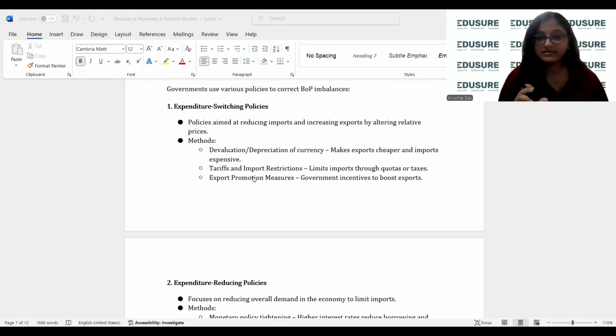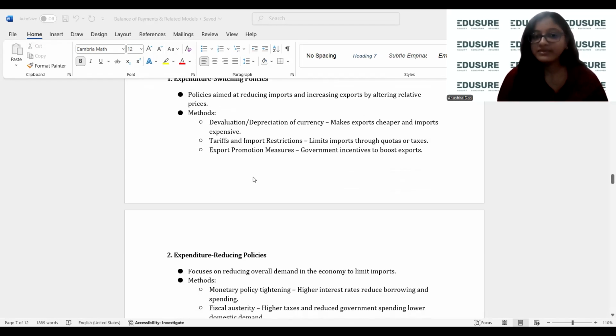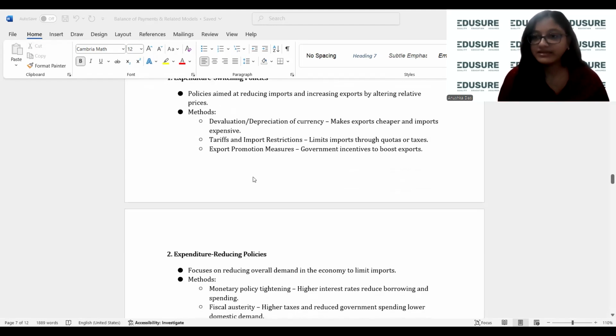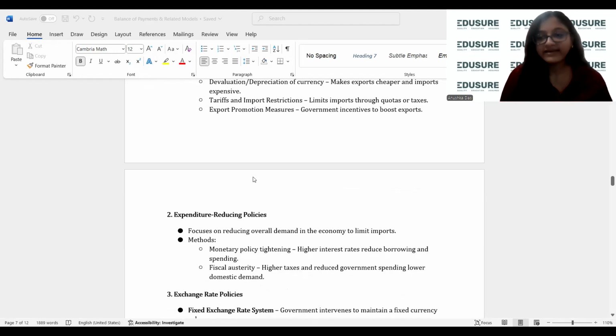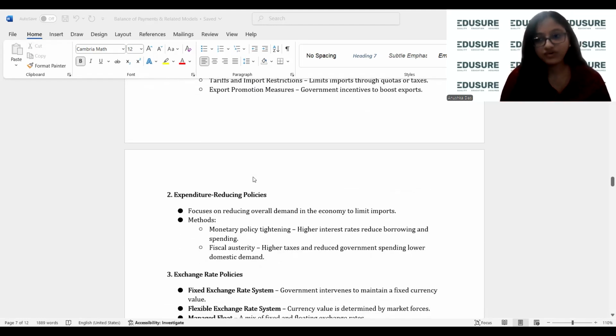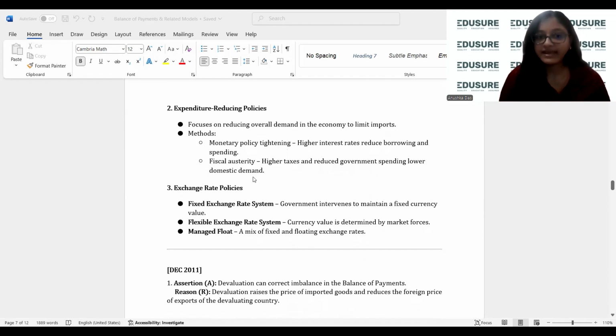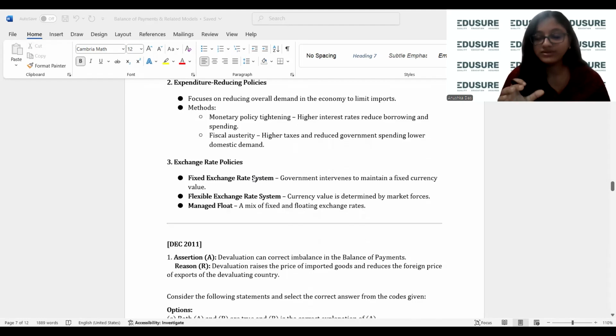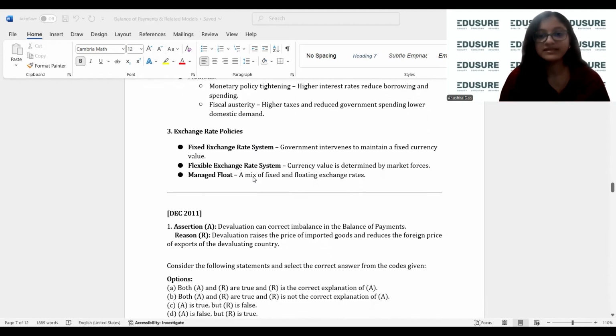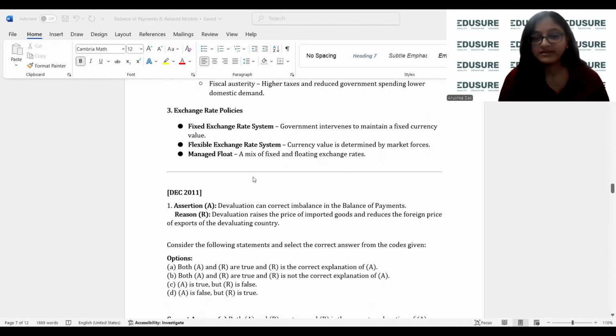Some tools are mainly used. They are basically the devaluation or depreciation. This is the first tool. Tariffs and import restrictions can be there. Export promotion measures, these are there. Now in the second kind of policy, which is the expenditure reducing policy, here we try to contract the overall demand of the domestic economy. That is how you will limit the disequilibrium that is present in your economy, BOP deficit basically.